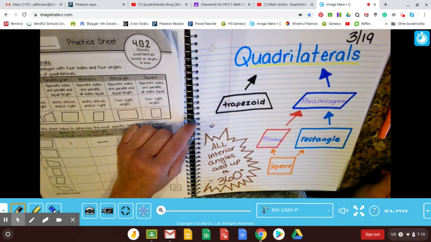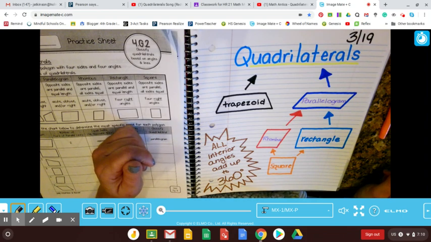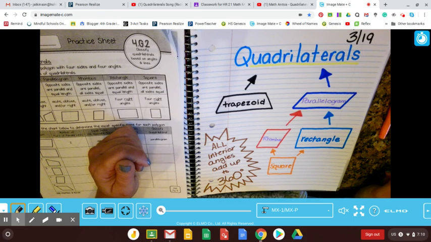lesson. Quadrilaterals can actually be confusing. It seems like, oh, that's easy. They're just some shapes. But quadrilaterals actually have many different properties that classify them. And in fourth grade, we need to know which properties are important and what they mean for the kind of quadrilateral that we're talking about.